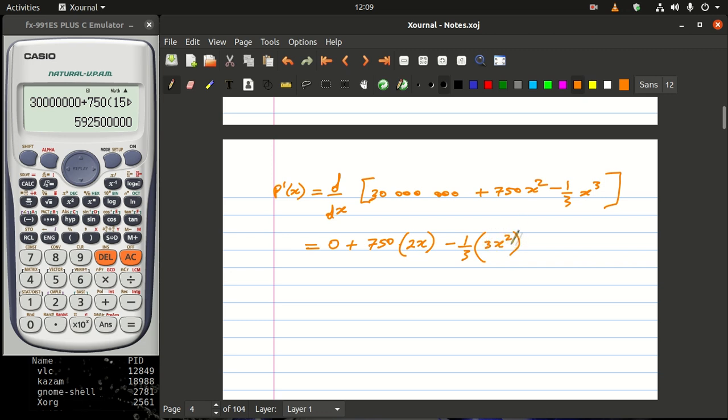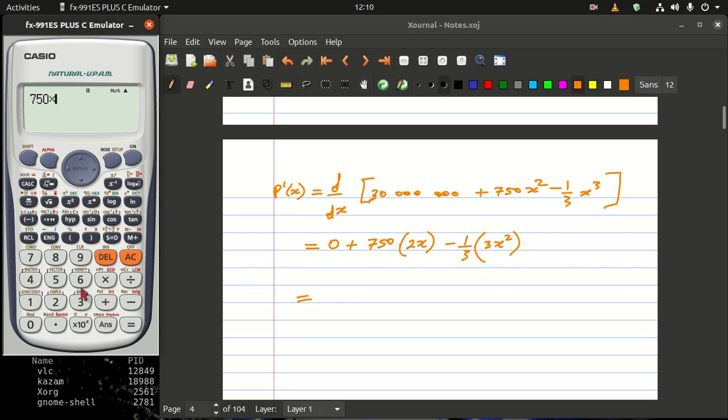So that is actually what is important here, that you bring the exponent down, and then you subtract a 1, and then you're left with a 2. And then of course when you're multiplying this, you have 750, and then you multiply it by 2.